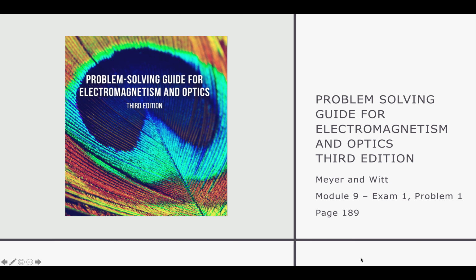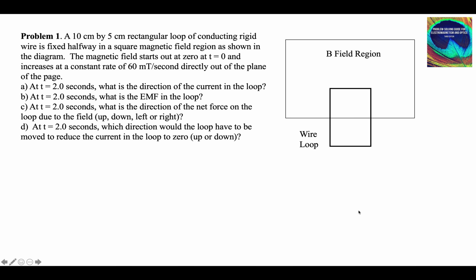This is a walkthrough of Problem 1 on Exam 1 of Module 9 in the book Problem Solving Guide for Electromagnetism and Optics. Problem 1: a 10 centimeter by 5 centimeter rectangular loop of conducting rigid wire is halfway in a square magnetic field region. The magnetic field in this region starts out at 0 and increases at a constant rate of 60 millitesla per second directly out of the plane of the page.